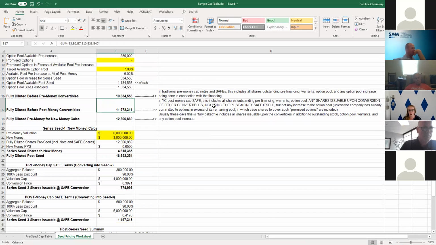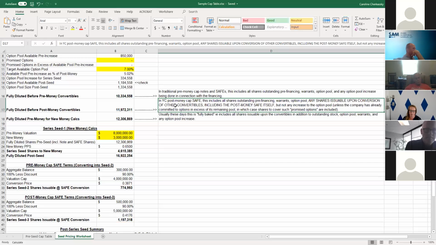Just like if you're talking about a Series A financing with a $10 million pre-money, like in this one, for instance, a seed with an $8 million pre-money and new money of $3 million, that should be, all else equal, the same as an 11 million post, right? So that's why post-money includes the amount of the safe itself.